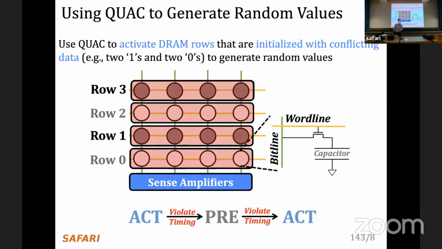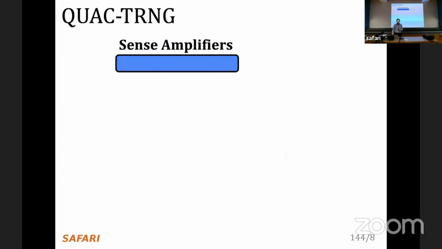How do you do that in real DRAM chips? It turns out this happens in real DRAM chips. You violate the timing parameters between activate, precharge, and activate. And in some DRAM chips, you can open 4 rows, according to our hypothesis. That leads to random values in the sense amplifiers. That's the idea. And this paper also does statistical testing, etc., and shows that these values are actually random values.